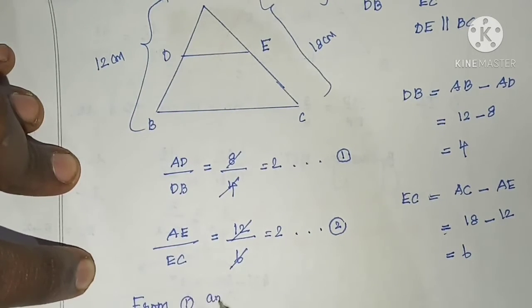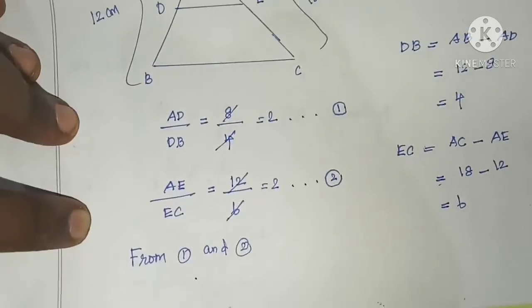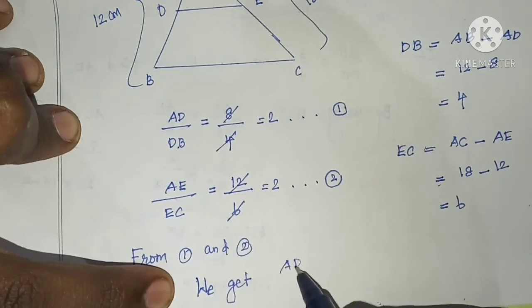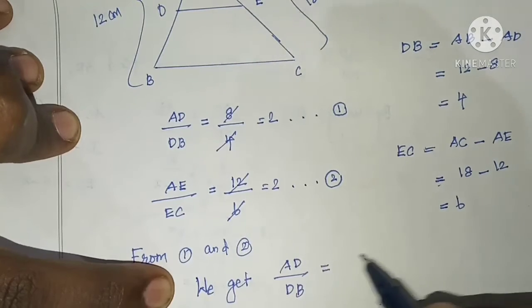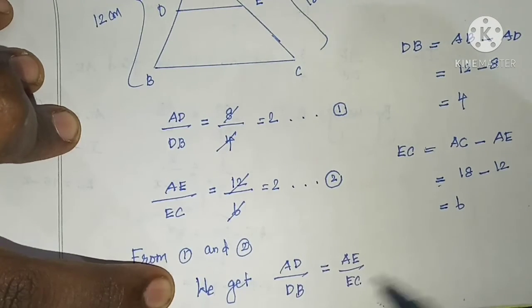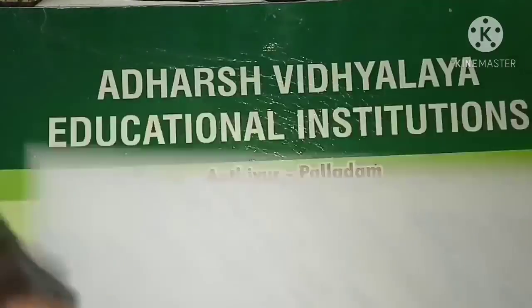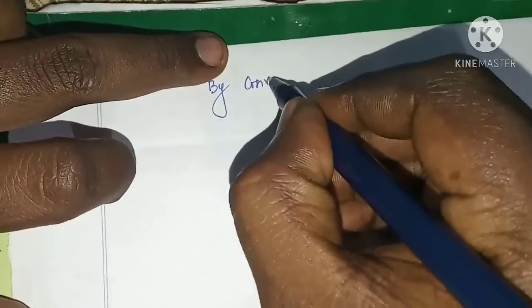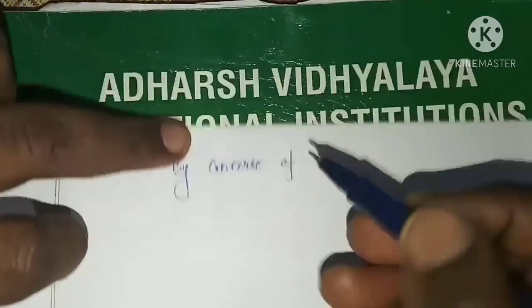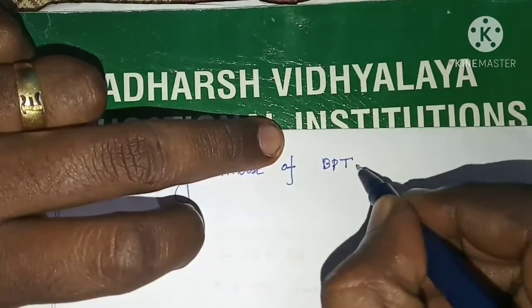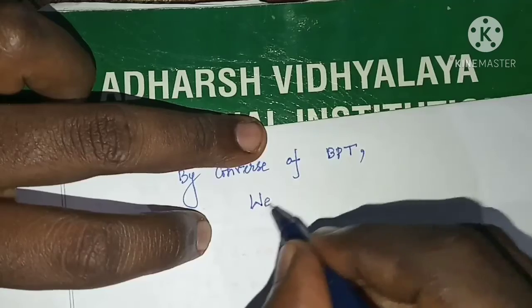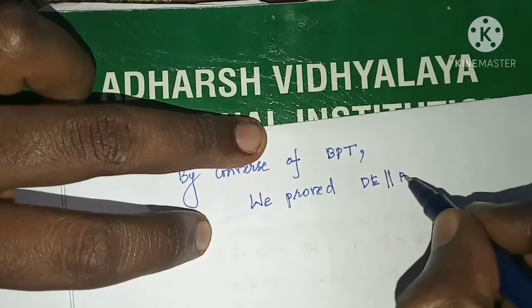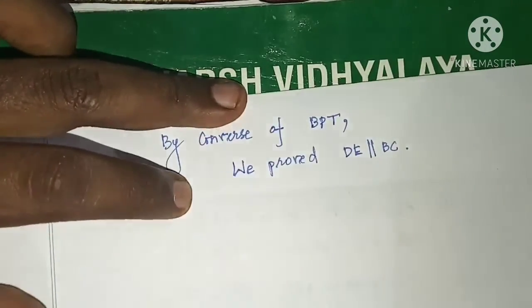From 1 and 2 we get AD by DB equal to AE by EC. Now by the converse of BPT, we proved DE is parallel to BC. Okay, so we proved this.